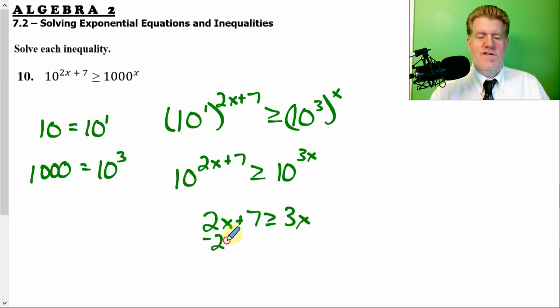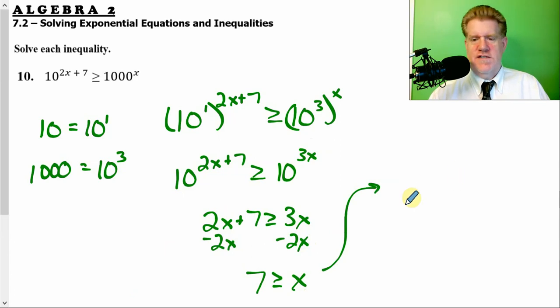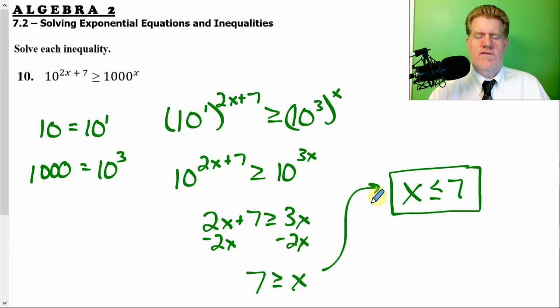All right, just subtract 2x from both sides. And I end up with this. But we usually write it where the x is first. So if 7 is greater than x, that means x is less than 7. Or if you remember from way back when you first learned these, the fish mouth is opening towards the 7. So it's got to open towards the 7 if I switch them around.